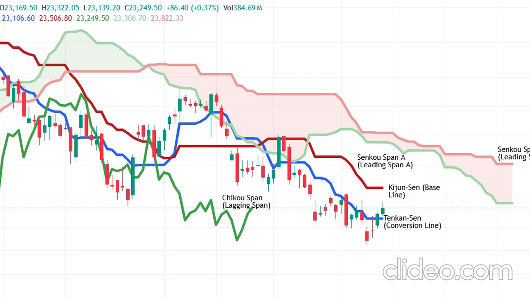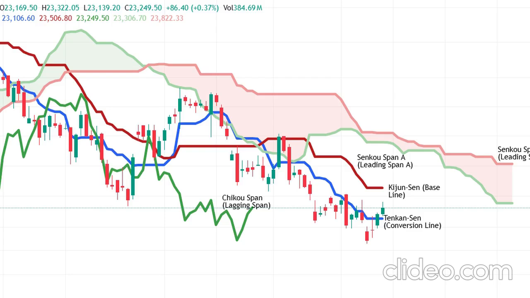Wait for a pullback. Wait for the price to pull back below the Kijun-sen to improve the risk-reward ratio for a long entry. Enter on crossover. Enter a long trade when the price moves back above the Tenkan-sen, especially if it also crosses above the Kijun-sen.